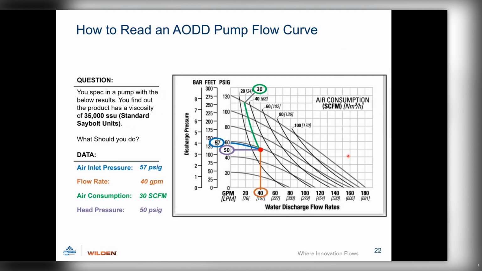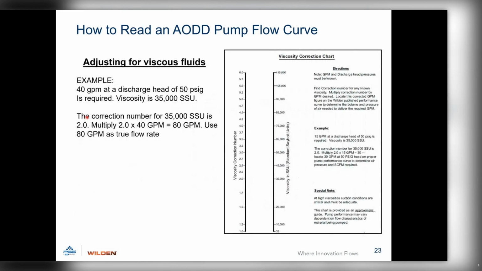So we know that the inlet air pressure needed for this one is 57 psi. The flow rate is going to be 40 GPM. The air consumption was 30, and the head pressure is 50. But this is all based on just standard fluid, non-viscous. Now, when you get to the viscous product, the 35,000 SSUs changes the results. So let's step into that and figure out how we do that.